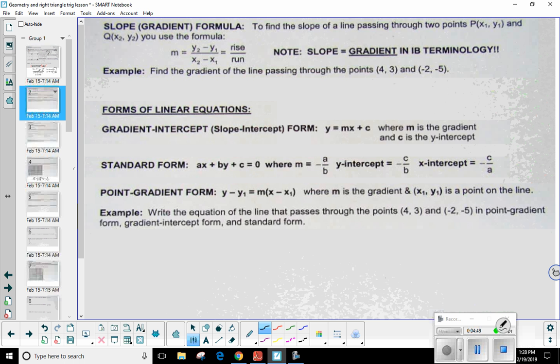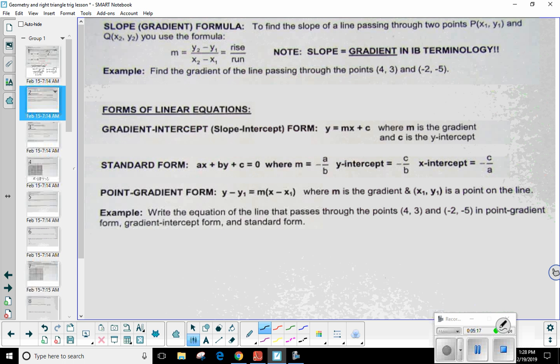Now, let's talk about some of these linear functions that we've seen previously. Again, in IB, we don't use the word slope. We're going to go ahead and start using the word gradient. So slope intercept would be gradient intercept, and they just change those accordingly. Point slope would be point gradient. But we already know how to find the slope. It's the change in y over the change in x, basically the difference of those two sets.